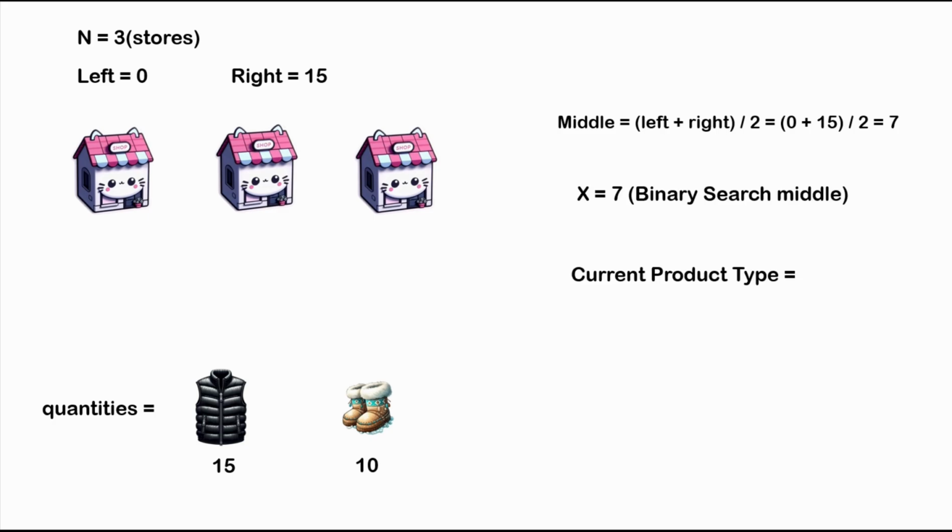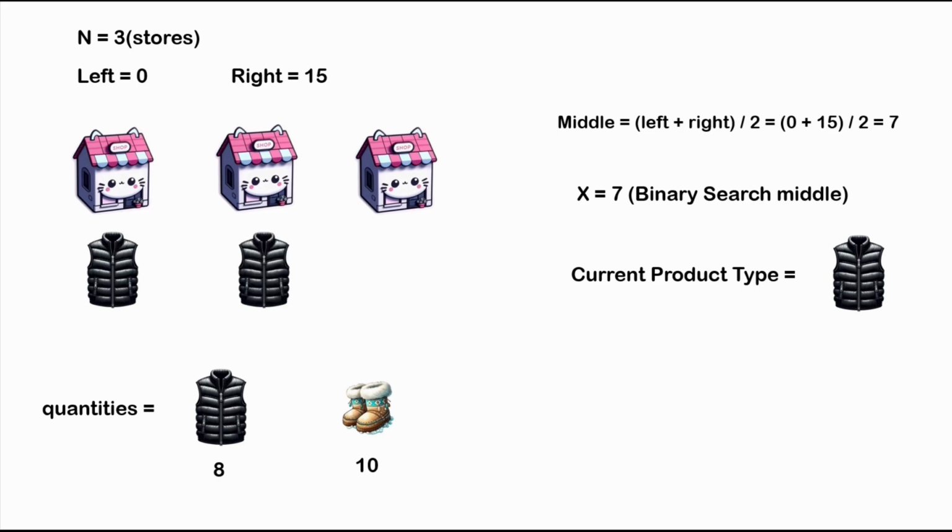Starting with the first product type, store 1 gets 7 products of the first type. The remaining quantity of type 1 is 15 minus 7 equals 8. Store 2 gets another 7 products of the first type.